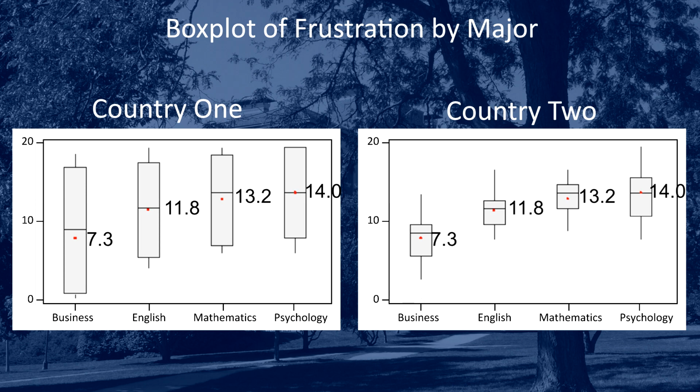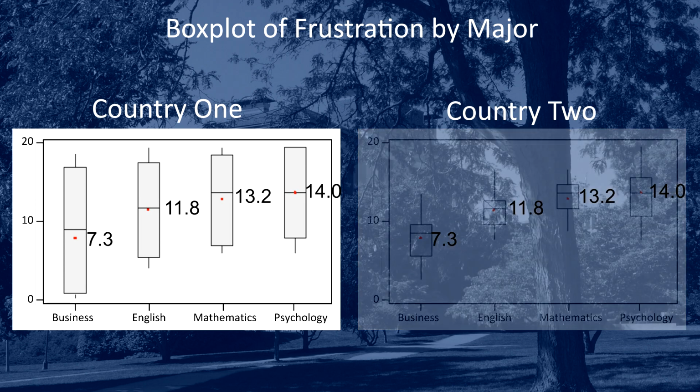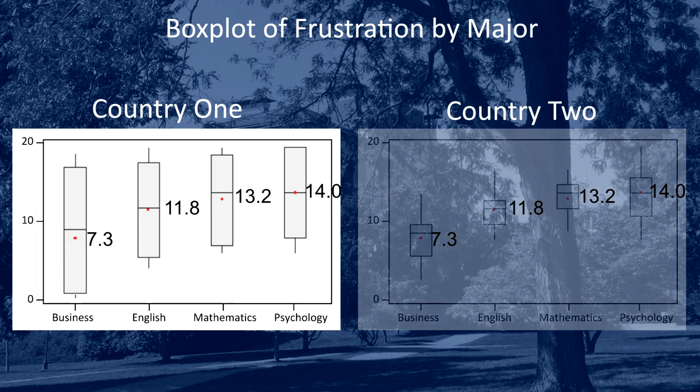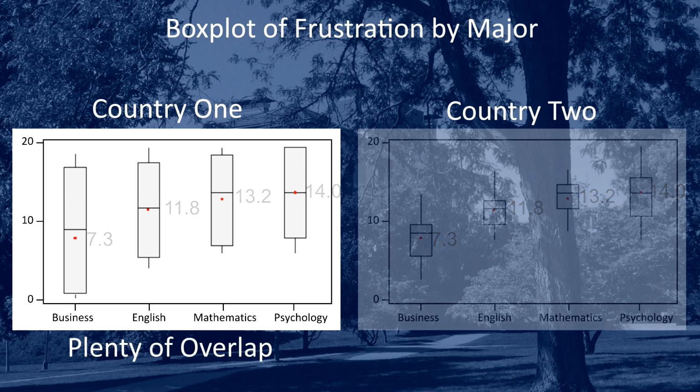The important difference between the two data sets is that the first represents data with a large amount of variation within each of the 4 groups. The second represents data with a small amount of variation within each of the 4 groups. Box plots for Country 1 show plenty of overlap among the 4 groups because of the large amount of variation in frustration scores within the groups.